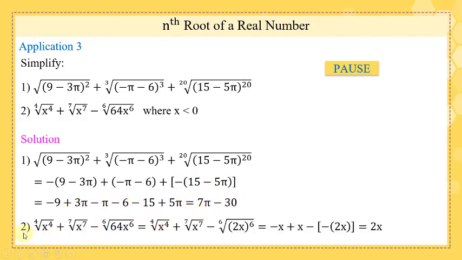As for the second part, we have x is negative and 4 is even, so we write it minus x. And here we have x is negative and 7 is odd, so we leave it x. And for 64x to the power 6, we write it first as (2x) to the power 6. If x is negative, then 2x is negative, but since 6 is even, we write it minus 2x, and we continue.